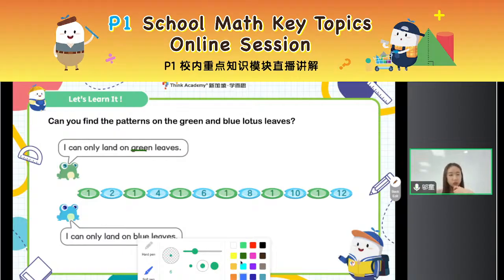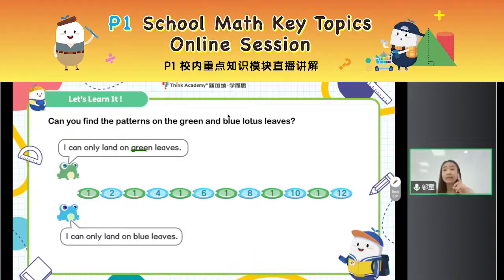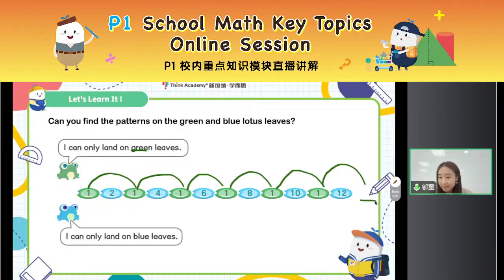Let's see, do we have any pattern for the leaves they are jumping on? Let's check it. Can you see anything in common for the green frog's leaf? Green one saying, wow, right? And he jumped to the next one, and the next one, and the next one, and next, and even the next. Do you realize something? If teacher only say, okay, what about if the green frog jumps forward again? Can you have a guess? What is the number of the leaf he's landing on?